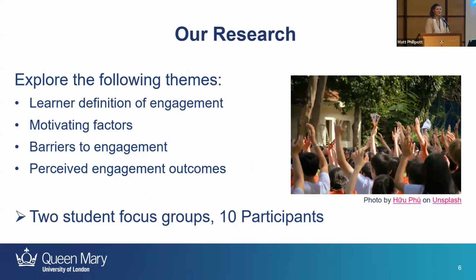Now we know what the project is, the timeline, and what's happened so far. We're going to talk about what we are actually looking at and what we've done so far. We're researching the students' perspective on engagement. In our first set of focus groups, we're looking at what students think engagement means, what motivating factors there are, what barriers to engagement they think there are, and then also the perceived engagement outcomes of students.